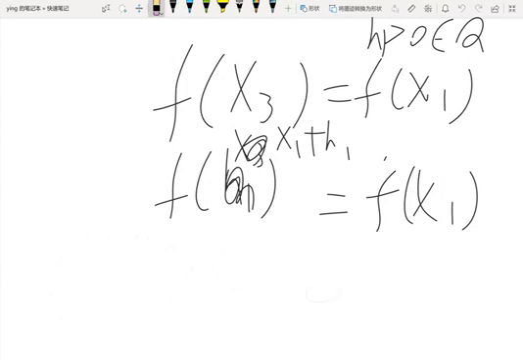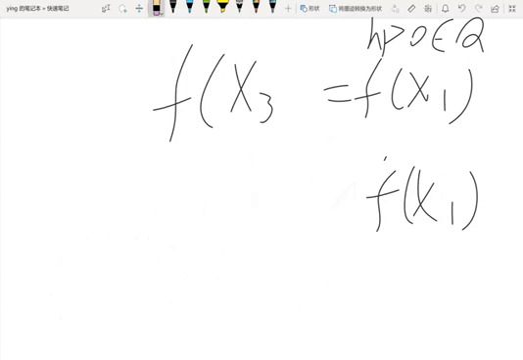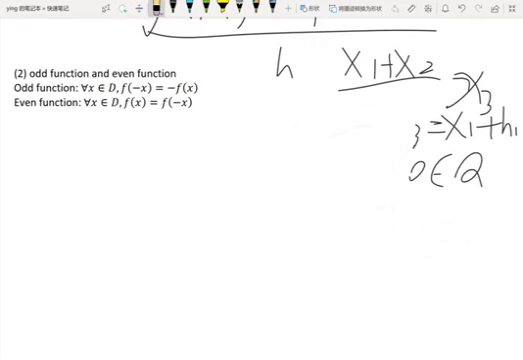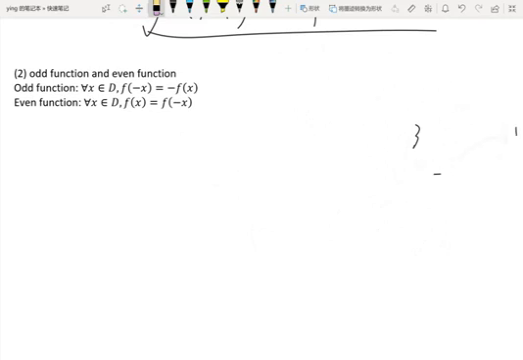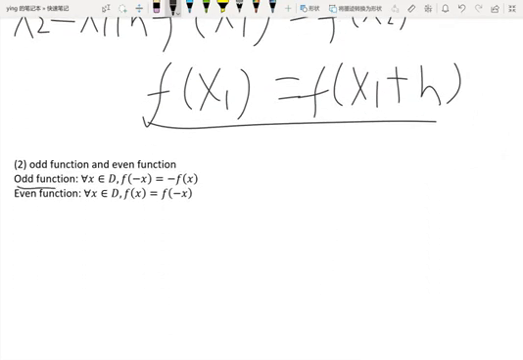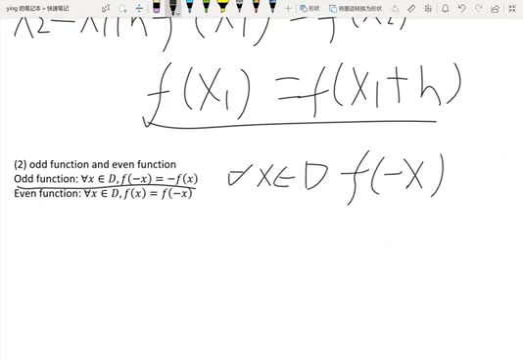And the next thing we will cover is odd functions and even functions. The odd functions and the even functions. So the definition for an odd function is this. For any x that is in the domain of f, this relationship stands. If the function matches this, then it is called an odd function.